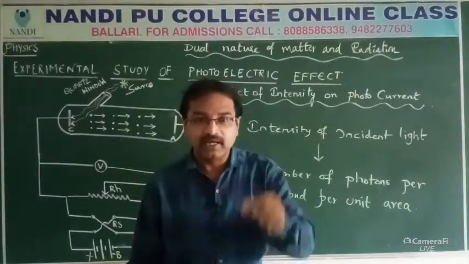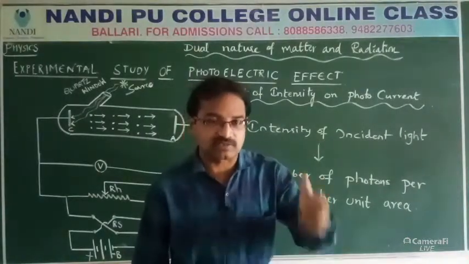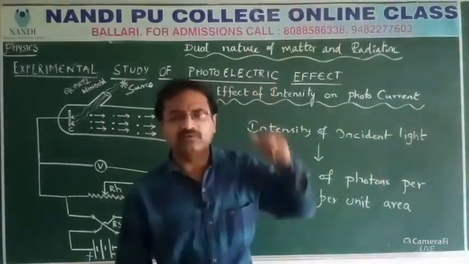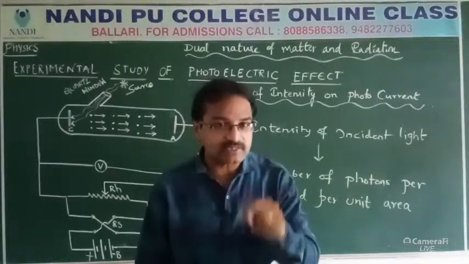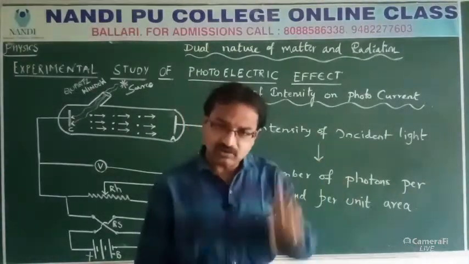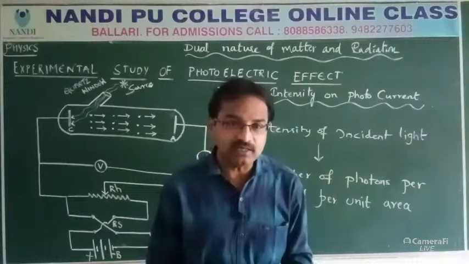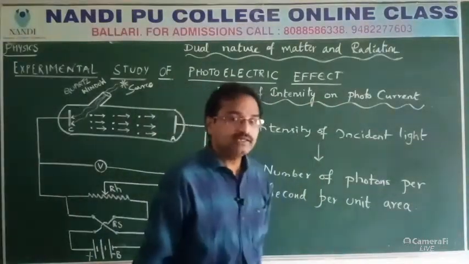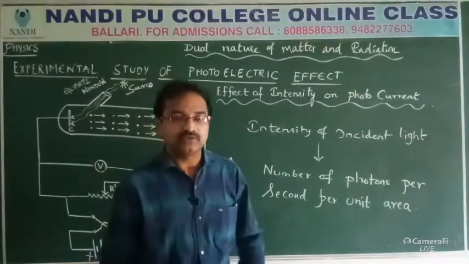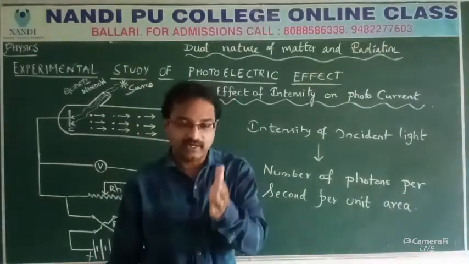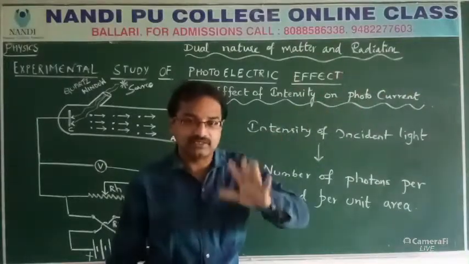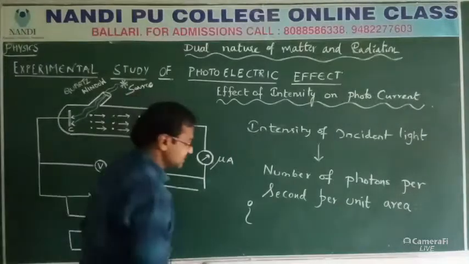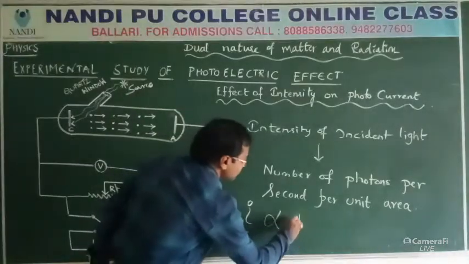So don't forget, very important. Intensity is nothing but the number of photons per second. If you increase the intensity of light, the number of photons increases, the number of electrons increases, thereby current also increases. Both are directly proportional. So when the intensity of incident radiation increases, what happens to current? Current I is directly proportional to what?